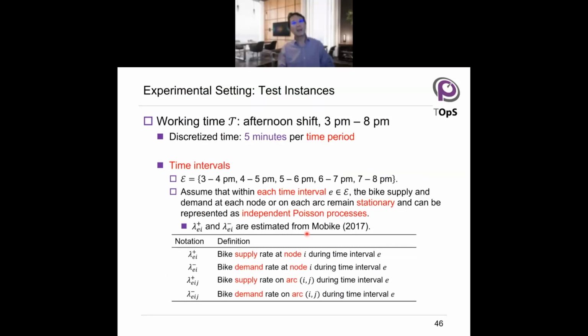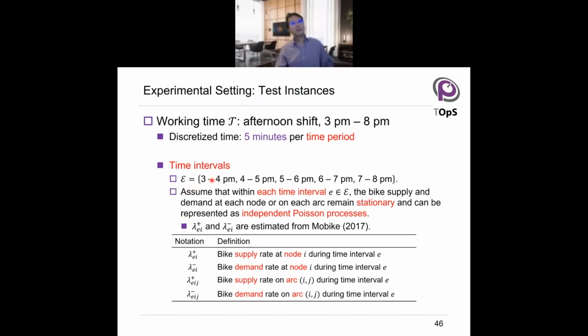And we look at the afternoon shift from 3 p.m. to 8 p.m. This time actually covers before the evening peak, during the evening peak, and the post evening peak. And we discretize the time into 5 minutes. So every 5 minutes we call a period. Okay, and because we need to model the bike arrival and departure, we call it supply rate or demand rate, estimated from the data.